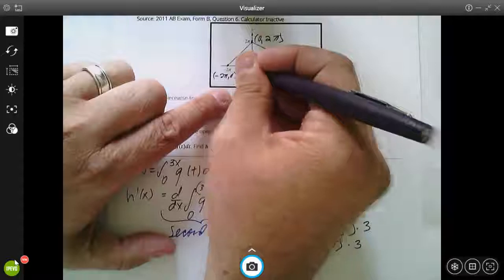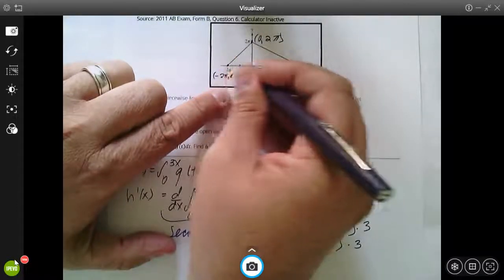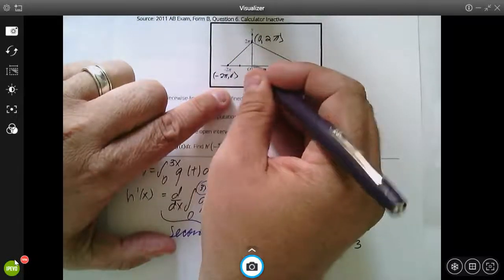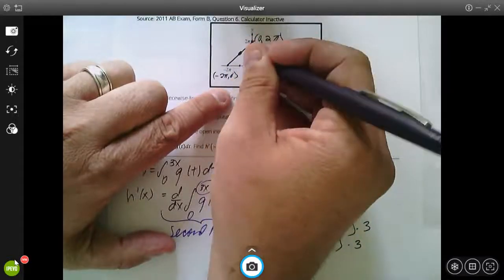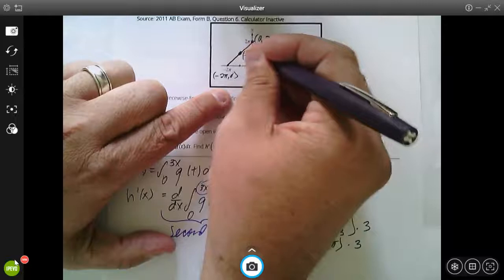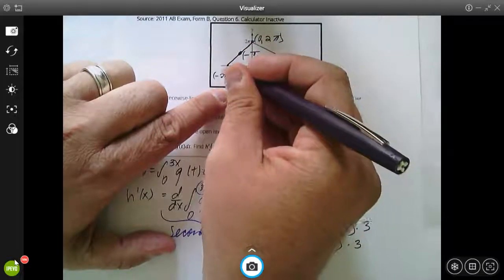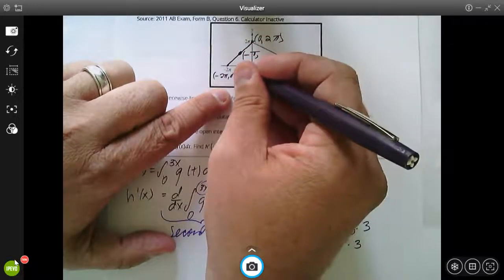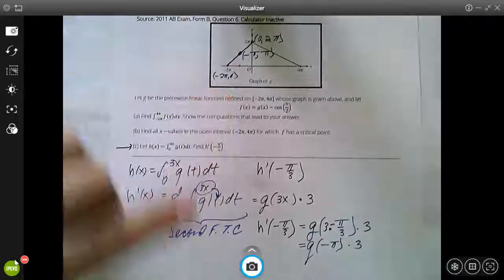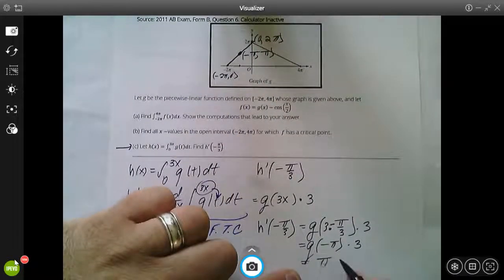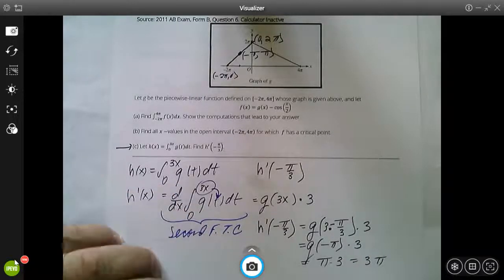Well, what happens at negative pi? You're halfway between these 2 points. You're on a line. What you need is the midpoint of this line segment. Negative pi, what's halfway between y equals 0 and y equals 2 pi? Positive pi. G of negative pi is pi, times 3. That's going to be 3 pi.